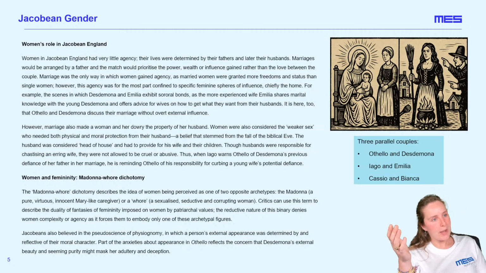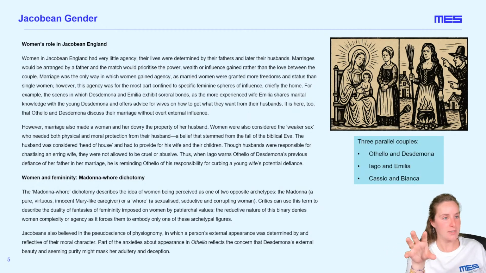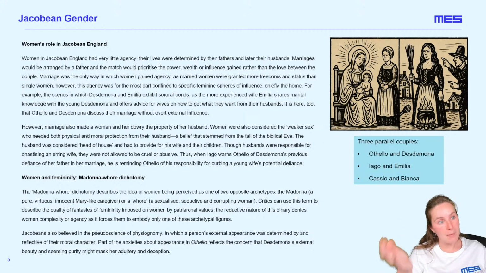And then this also links to a convention called the Madonna-whore dichotomy. So the Madonna-whore dichotomy describes the idea of a woman being perceived as one of two opposite archetypes, or two opposite characters, traditional characters. The Madonna, the pure, virtuous, innocent, Mary-like caregiver. Madonna comes from the Italian for my lady. So this idea of Mary as a mother of Jesus, but also a virgin. Or a whore, a sexualized, seductive, and corrupting woman. I say corrupting because it was the same Eve-like idea of her causing the downfall of an otherwise good man.